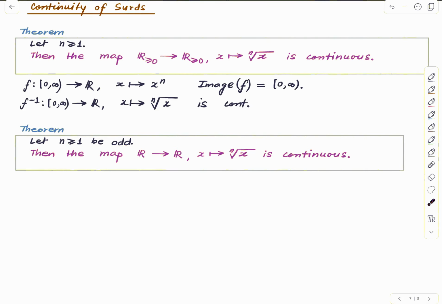Okay, so we have these two very nice facts. And with that, I want to end this lecture.